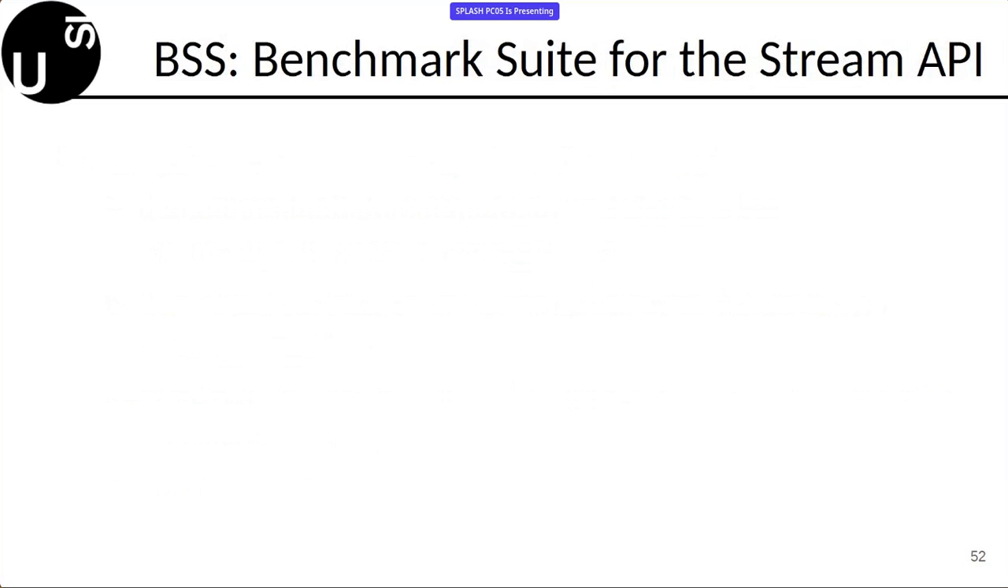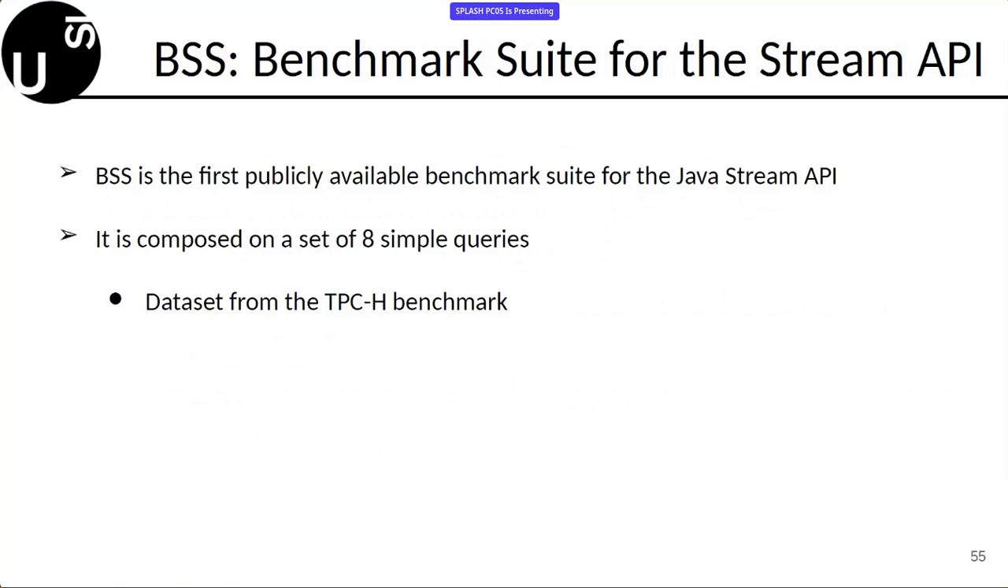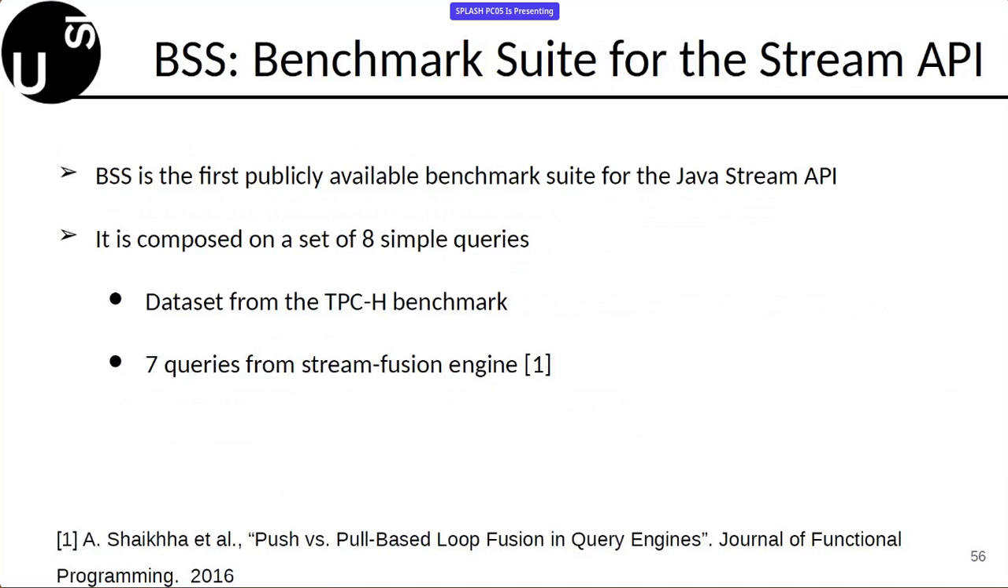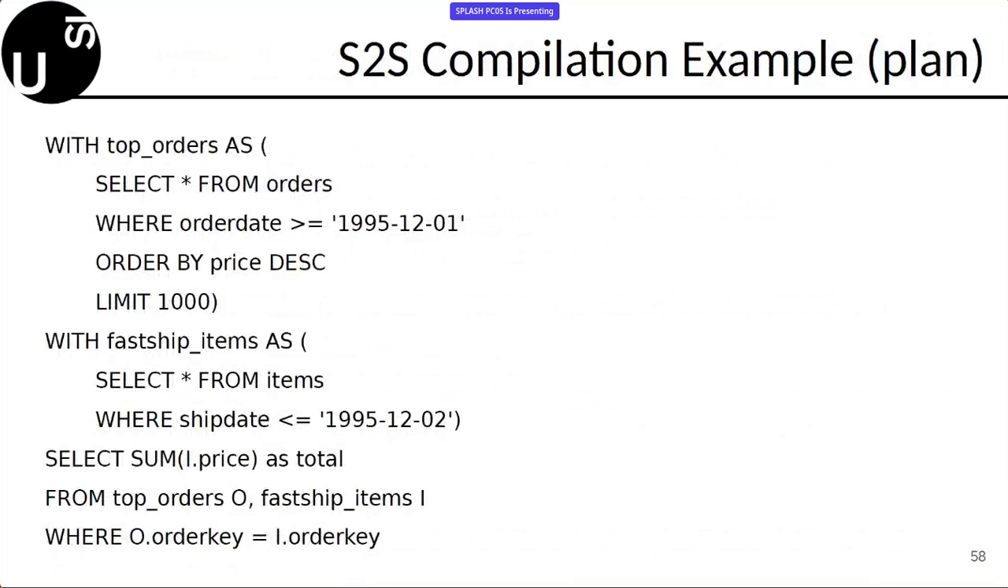By leveraging the tool, we converted an existing set of queries and we created the first benchmark suite for the Java Stream API, which is BSS. BSS is composed of 8 rather simple queries and the dataset of the TPC-H benchmark. Among these queries, 7 come from the Stream Fusion engine, which is an existing work, and we added the last query as a more complex query so that we can show most of the supported SQL operators in a single query that we will also use as a sample.